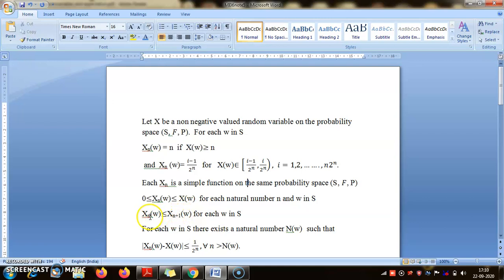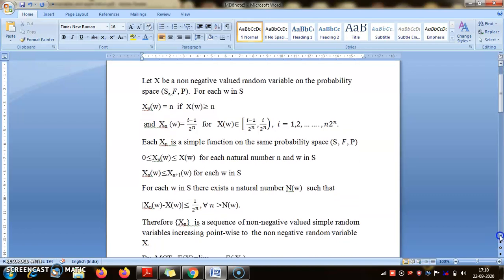To see the relation between Xn(ω) and Xn+1(ω), how do you really get Xn+1(ω) from X(ω)? You have to partition this interval into two equal parts, that is, each subinterval will be split into two subintervals, each of length 1 by 2 to the power n plus 1. That is the real key, and we can talk about it later if needed.